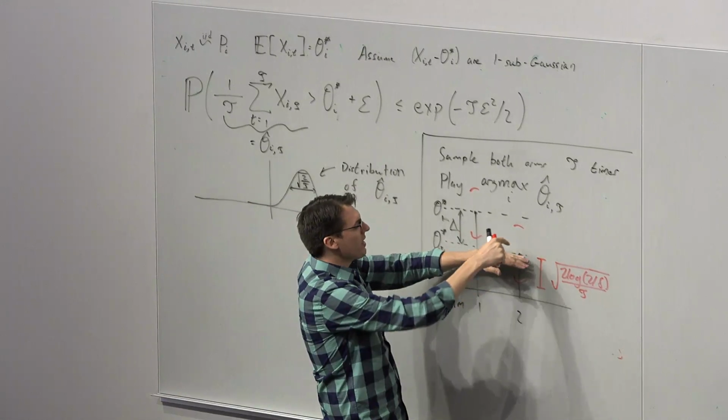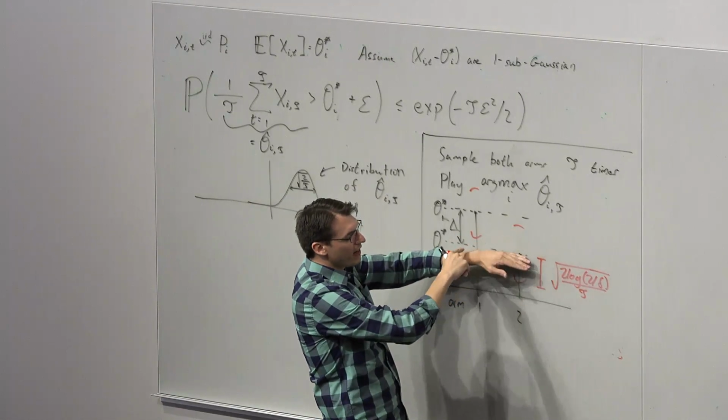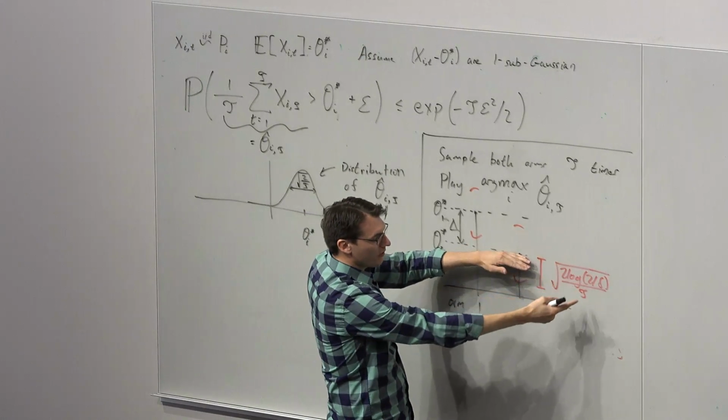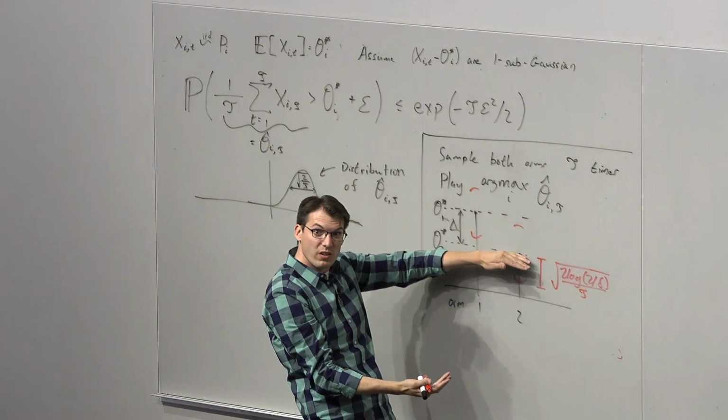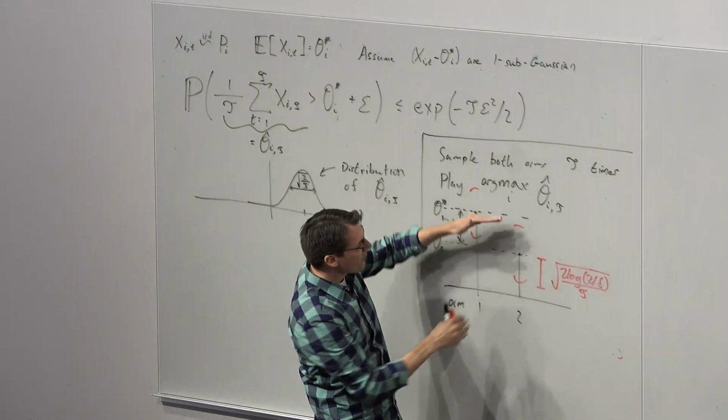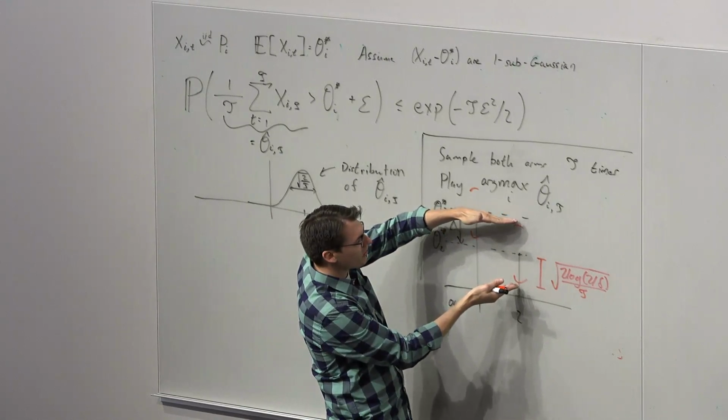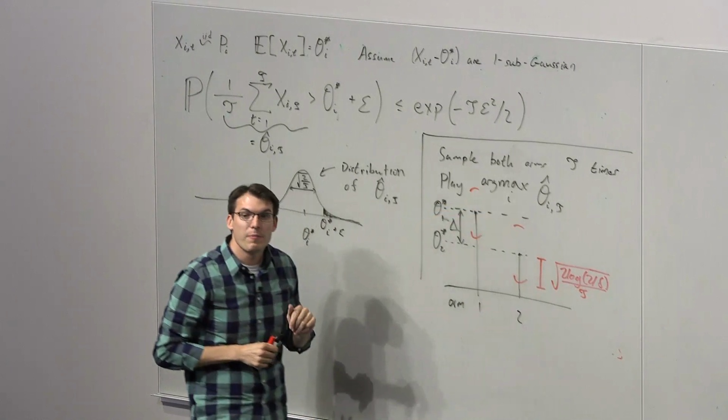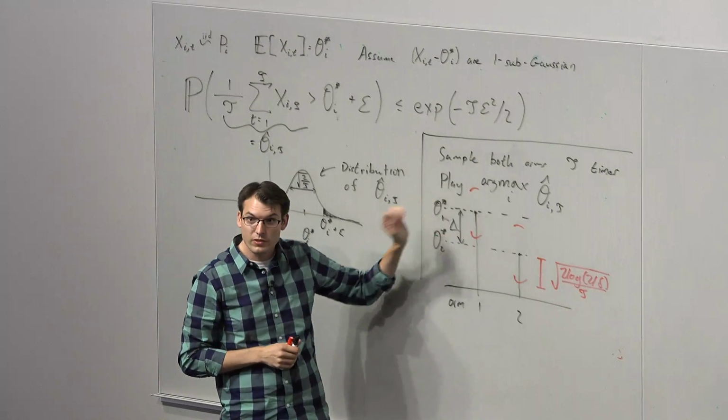So the probability that theta hat I is greater than theta I plus square root of 2 log 2 over delta over tau is less than delta over 2. And if I do both sides, I get a two-sided confidence interval, and theta hat I must live within each one of these confidence intervals.